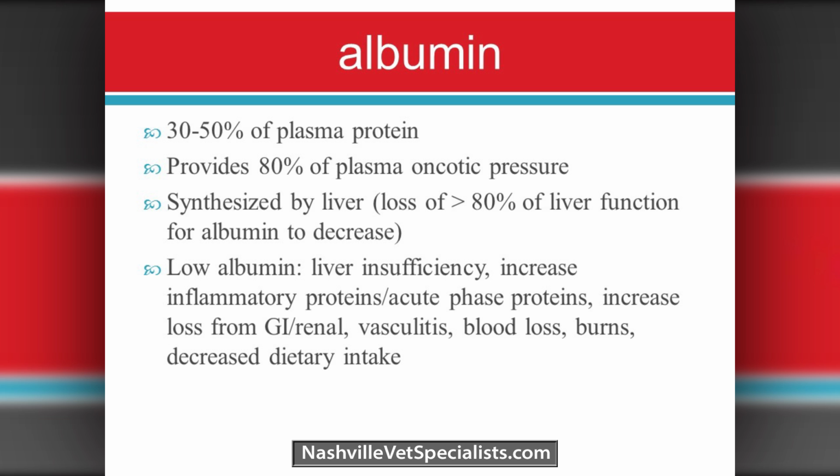And low albumin: again, liver insufficiency, increased inflammatory proteins and acute phase proteins. I think that's one that we often forget, because we're eager to look at why you're losing albumin, but sometimes it's actually low because all the other proteins, the acute phase proteins, are really high. And of course we talked about the PLNs and the PLEs, and then the other big one is vasculitis.